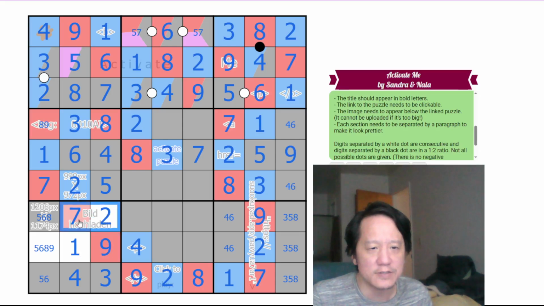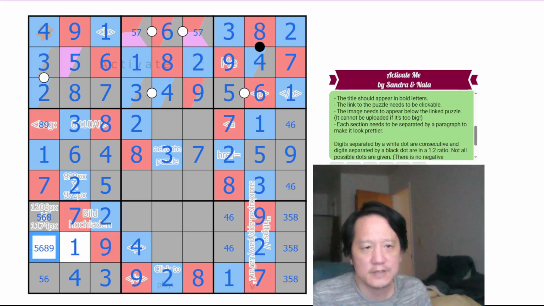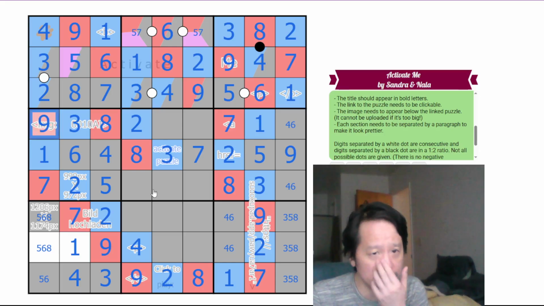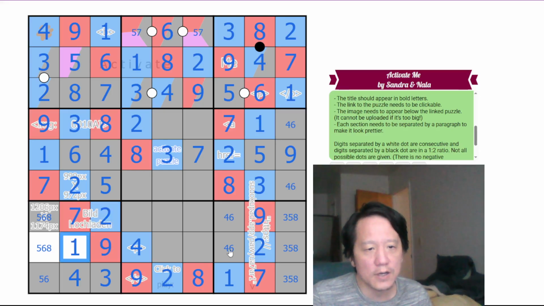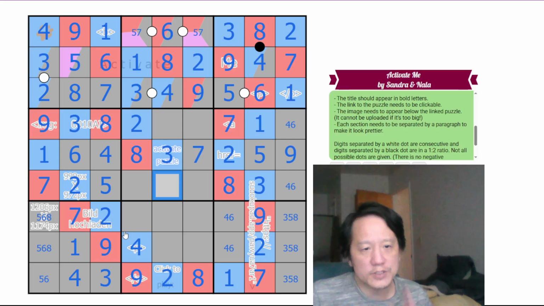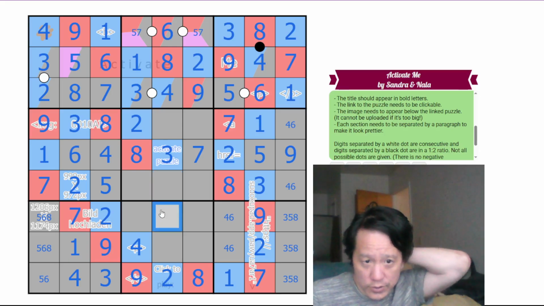I guess, since we have part of the Bild hochladen, we should include that. This can't be 9, though. 8 eliminates 8 here, so that's 9. And I guess these are not on the path anymore. Okay, the rest we learn from normal Sudoku.